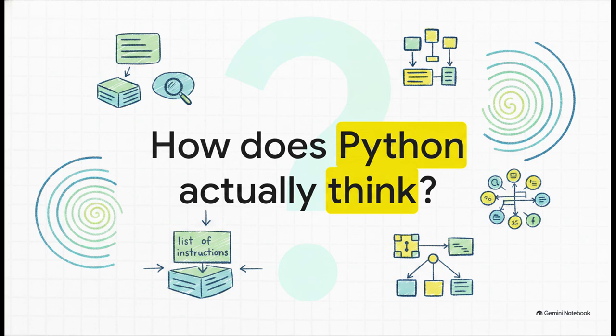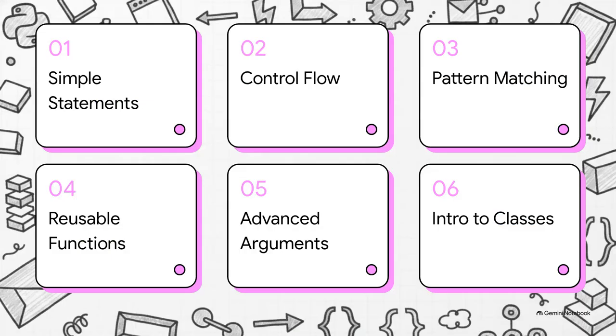I mean, sure, a program is ultimately just a list of instructions running one after the other. But today, we're going to explore how we can make those instructions smart, structured, and incredibly elegant. We aren't just looking at what the code does. We're looking at how Python processes it, isolates it, and scales it. To get there, we'll follow a pretty natural evolution. We're starting with mastering simple statements, then directing control flow, unlocking pattern matching, defining reusable functions, tackling advanced function arguments, and finally, getting an introduction to classes.